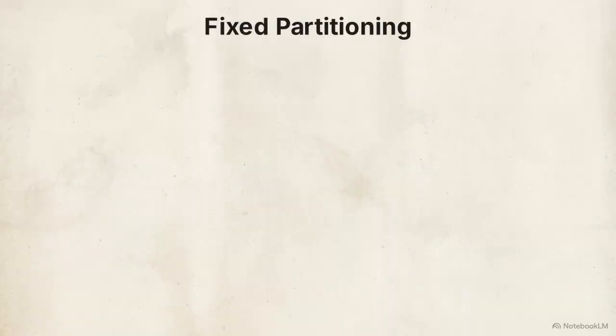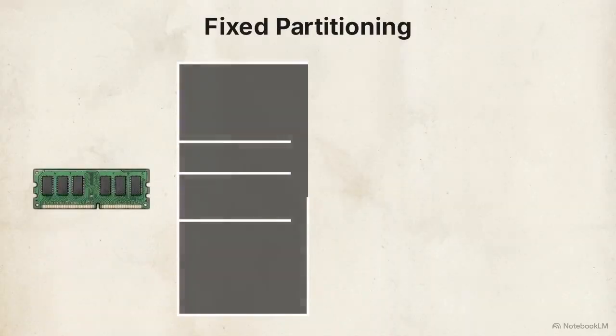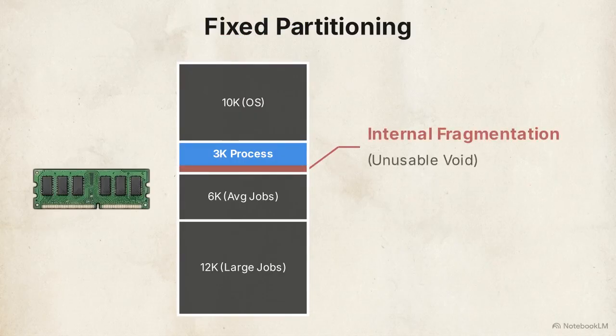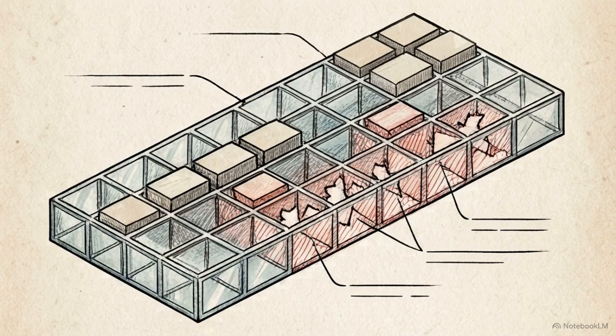Early systems utilized fixed partitioning. The RAM was divided into rigid, permanent blocks of specific sizes, such as a 4K or 12K segment. If the OS assigned a 3K process to a 4K block, it fit, but could not utilize the entire partition. That leftover 1 kilobyte of space becomes inaccessible to any other process. This specific type of memory waste is known as internal fragmentation. As the number of active tasks increases, internal fragmentation limits the total number of programs the system can hold simultaneously.